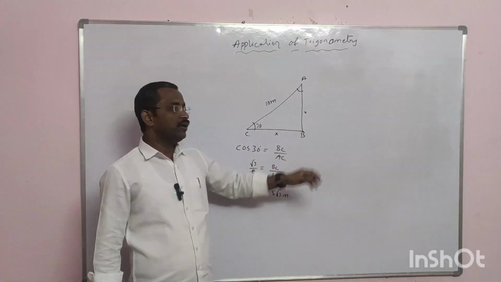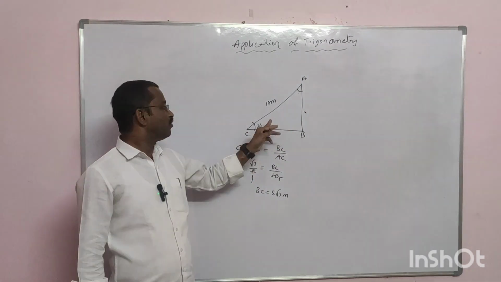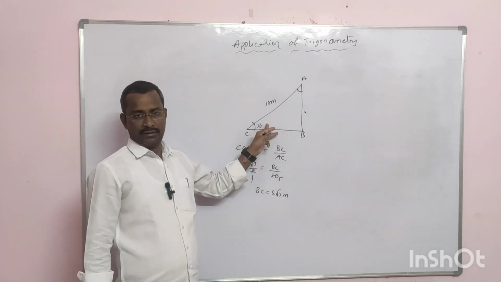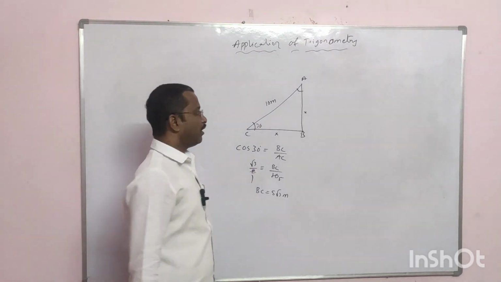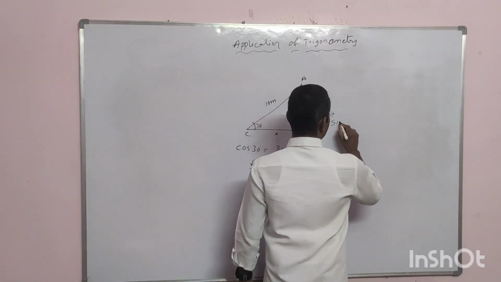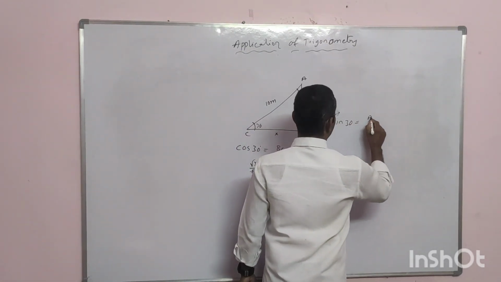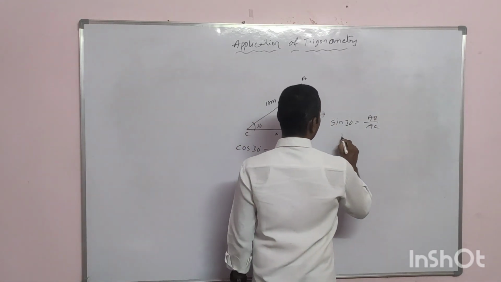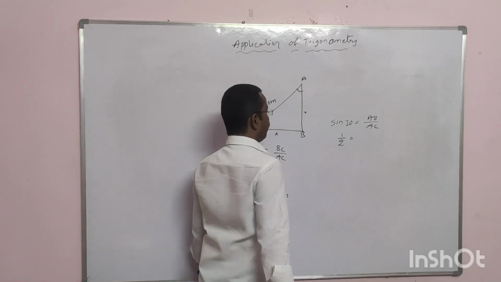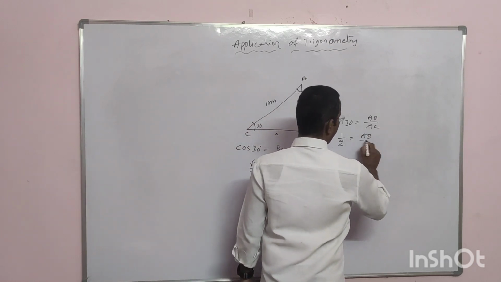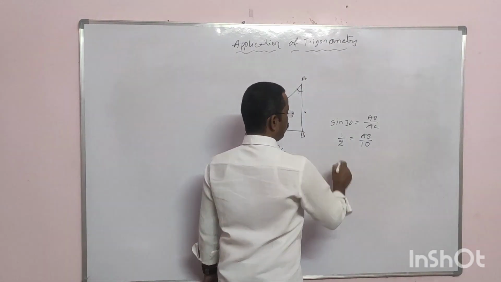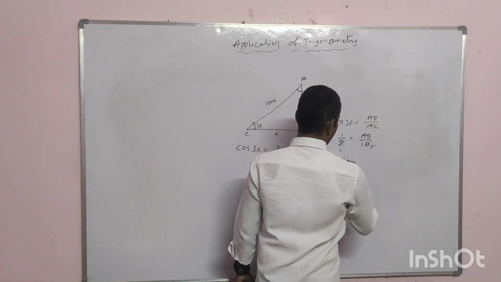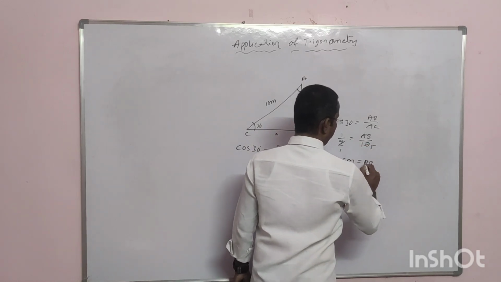Then you wanted to find AB. So AB looks like the opposite to the 30 degrees, and this is your hypotenuse. So what ratio will be used? Sine. So sine 30 is equal to AB by AC. What is the sine 30 value? 1 by 2. What is your AB? Don't know. AC value is going to be 10. 2 ones are 2, 2 fives are 10. So 5 meters is equal to AB.